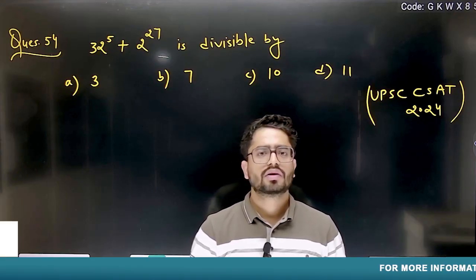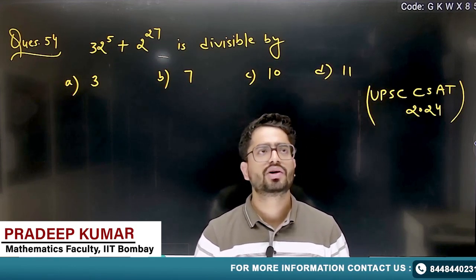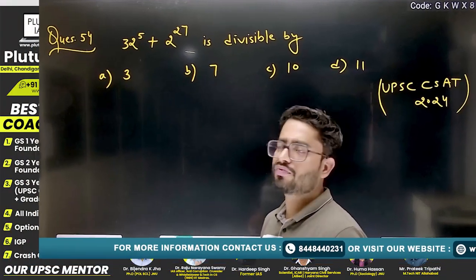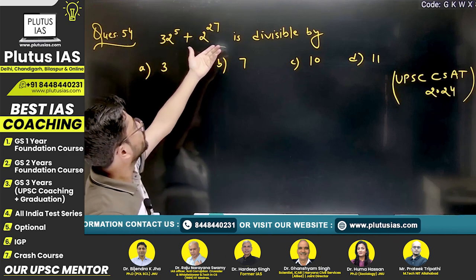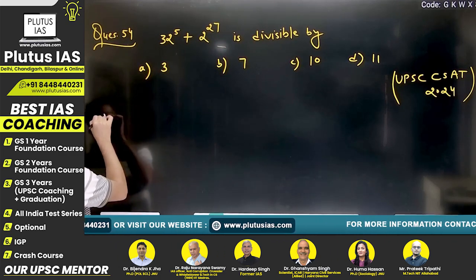Hello students, in this video we will discuss two questions from UPSC CSAT 2024. The first one is question number 54 from your paper, and that says 32 power 5 plus 2 power 27, that is divisible by which number? Okay, so let's start.